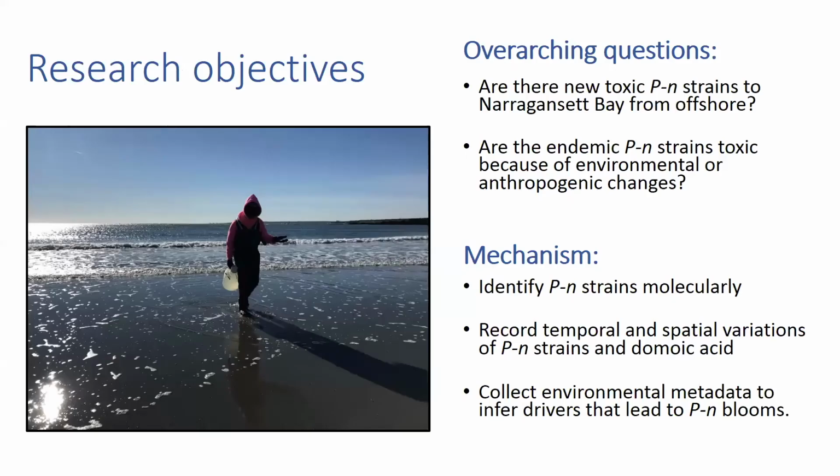Okay, so how do we come into this research? Well, what we were really interested in was to get at the first principles of the PN community in the Bay and the production of domoic acid in the Bay. We had some initial questions. Are there new toxic PN strains that have somehow come into Narragansett Bay that weren't here before? Or are there resident strains that have become toxic because there has been a change in certain environmental parameters or perhaps anthropogenic changes, man-made changes?